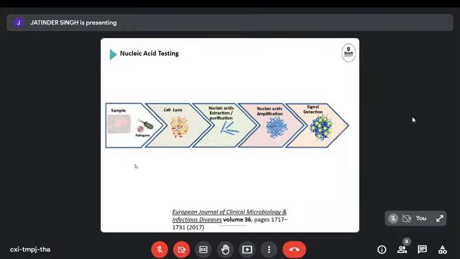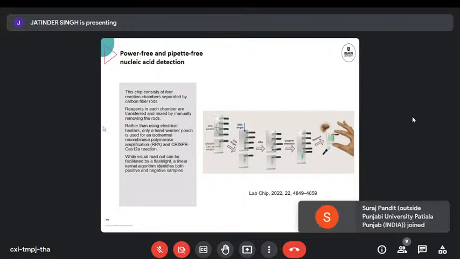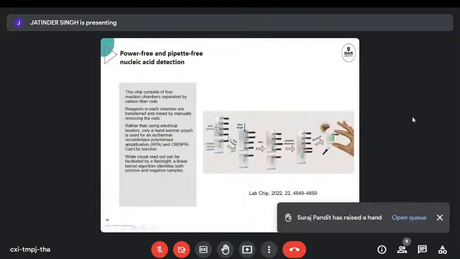But there are thousands of examples of people that have done DNA extraction and amplification on a microfluidic device. This is a recent example, and I particularly liked it because it was so easy to use. We've got different reaction chambers that are separated by little carbon fiber rods that temporarily keep the different reagents separated from one another. Reagents are present in the chambers, isolated with these rods. So we've got the solution, the reagents for the RPA amplification reaction.